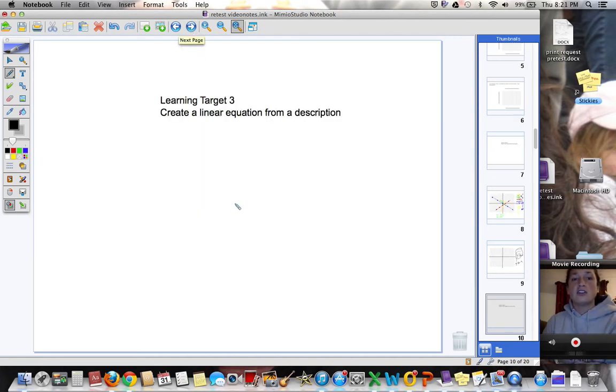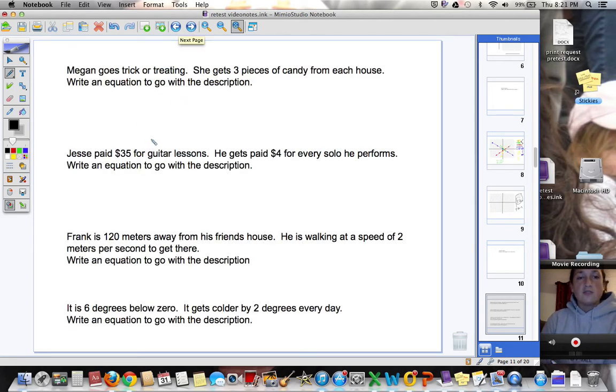This is for learning target 3. So if you need to do learning target 3, create a linear equation from a description. So Megan goes trick-or-treating. She gets 3 pieces of candy from each house. Write an equation, go with a description.